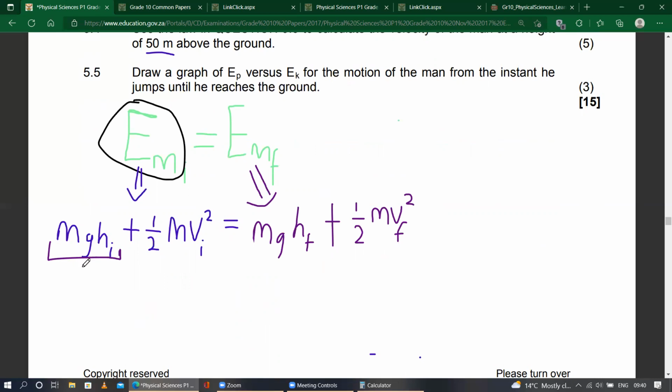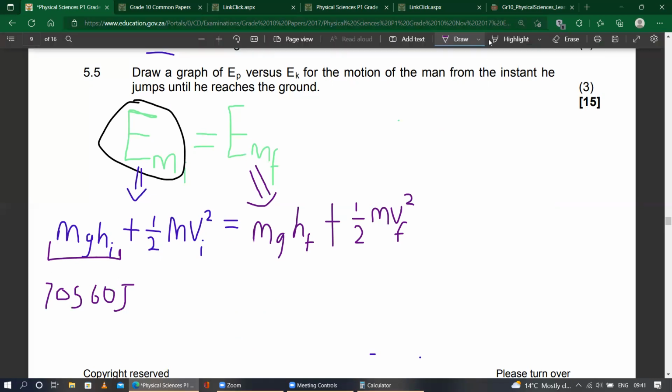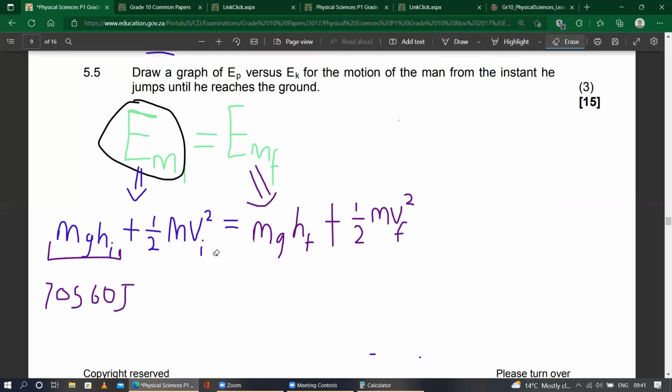So our initial potential energy, we already got our answer, it's going to be 70,560 joules. So I can just substitute that in already. Yeah, because we already got it. Okay, I was going to do it afterwards. Just to save you some time. Yeah, but I understand.